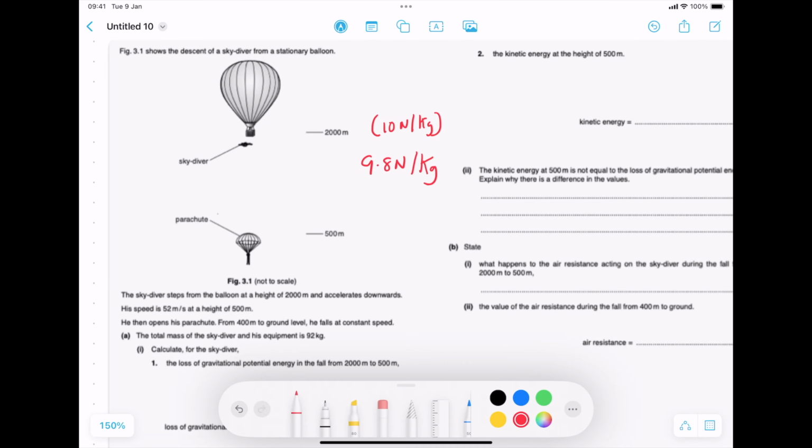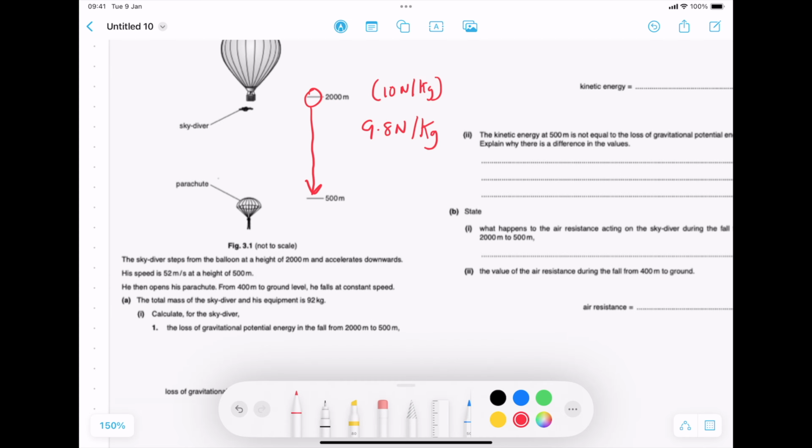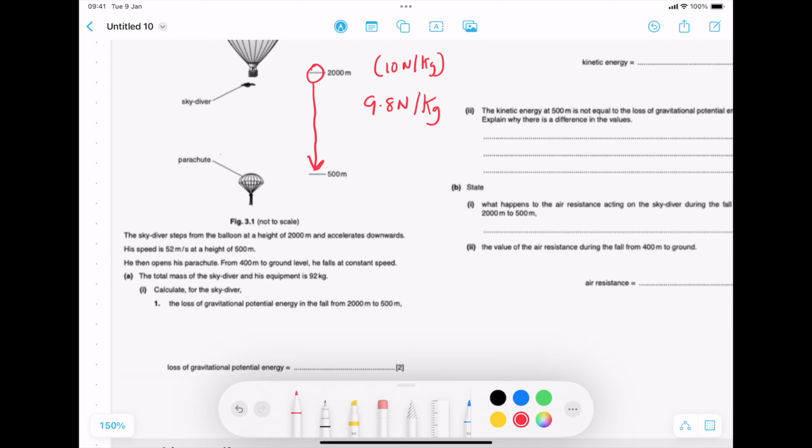So we need to find out the loss of potential energy from this point to this point. We need to call upon the potential energy formula, which usually is given at the front of the exam paper, or you may have been asked to remember it. It's an easy one: GPE equals the mass of the object times gravity times height. Put the numbers in.